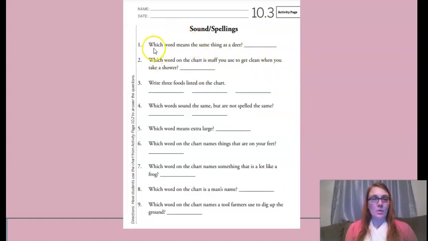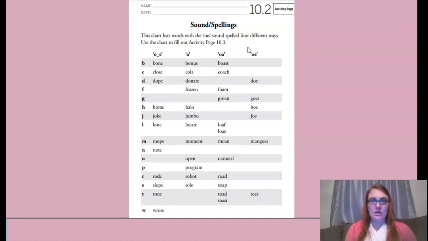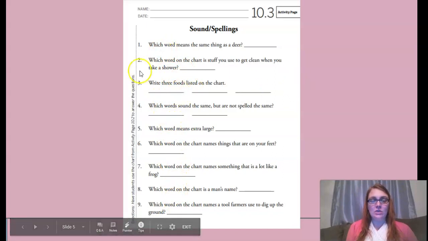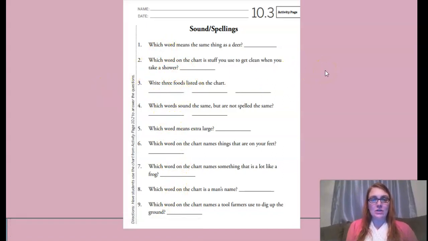So, for example, number 1, which word means the same thing as a deer? Looking at the list, checking it over, and look, doe, that's the name of a female deer. So on 10.3, you would write doe for the answer. Continue reading through the questions and using the chart to answer the questions.